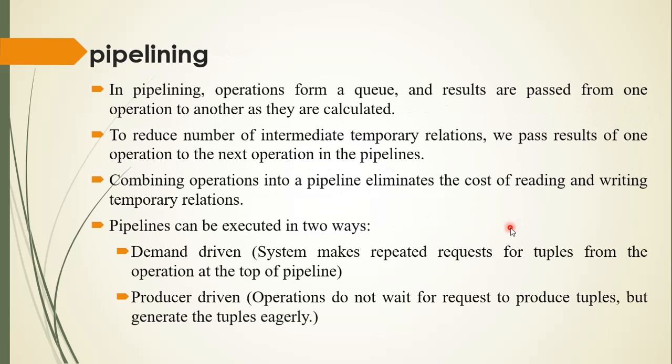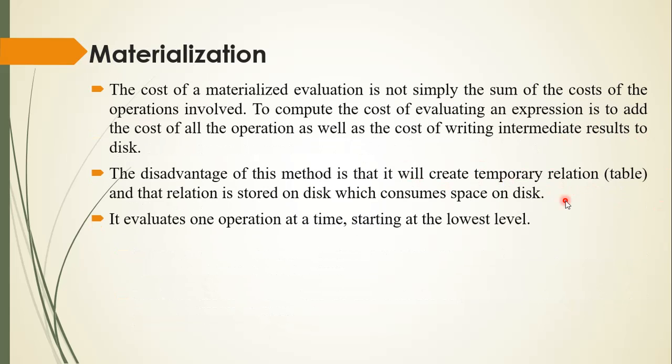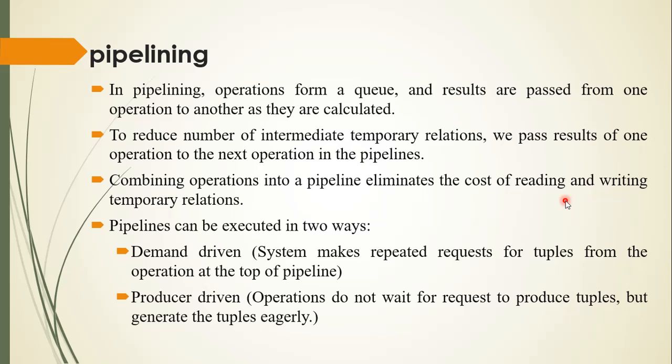Next is pipelining. In pipelining, operations form a queue and results are passed from one operation to another as they are calculated. So one operation is calculated, and they pass the result to another operation. To reduce the number of intermediate temporary relations, we pass the result of one operation to the next operation in a pipeline. So we need not generate temporary relation tables. We pass the result of one expression into another expression. Combining operations into a pipeline eliminates the cost of reading and writing temporary relations. That is the problem of materialization.